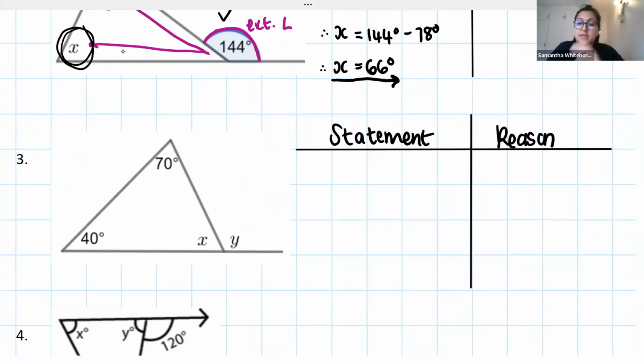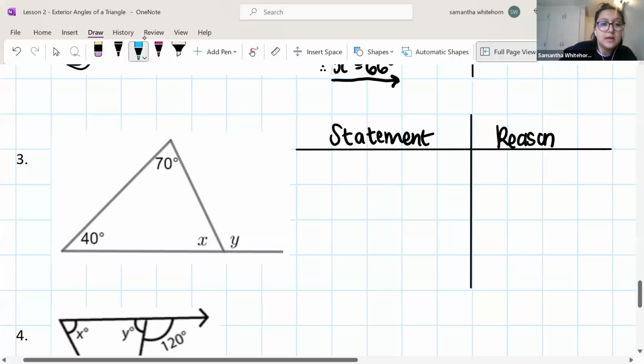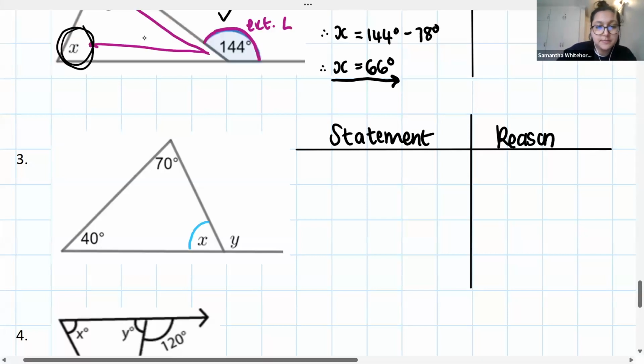Right, now guys, remember I've said to you that you can solve for x or y first. It doesn't matter. It's completely up to you. Generally, we go alphabetically, but it makes no difference. I am going to go alphabetically, and so I'm going to start with x.